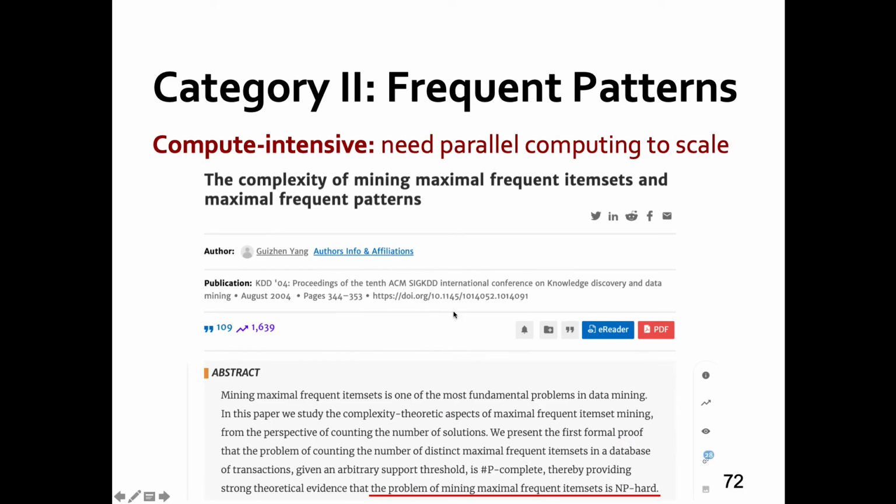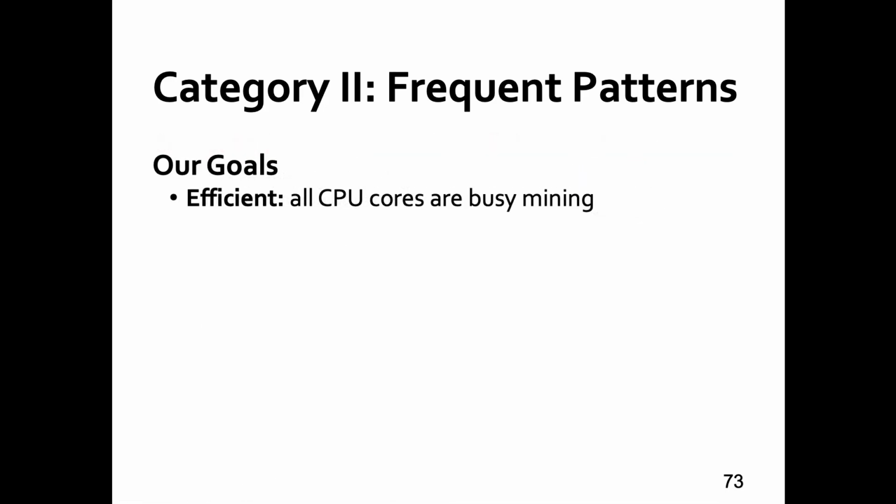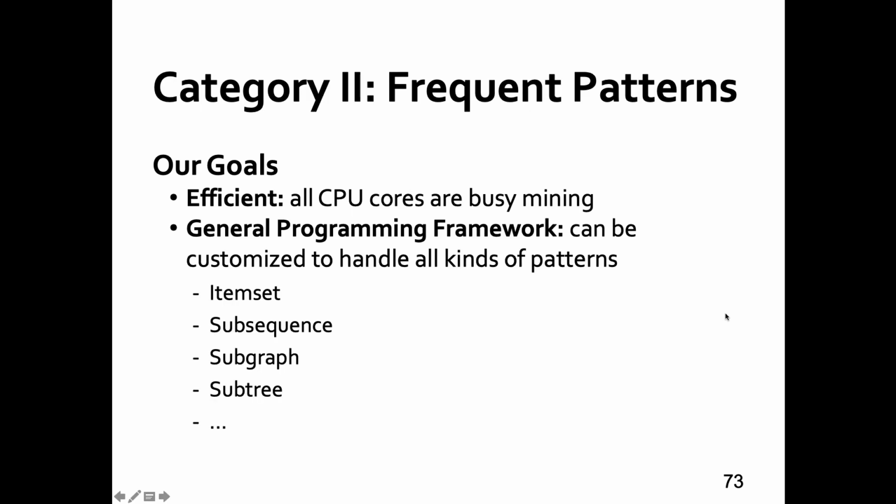In fact, frequent pattern mining is NP-hard, and it is important to utilize all the CPU cores in a multi-core machine for effective pattern mining. Therefore, we aim to design a parallel framework that is able to keep all CPU cores busy in mining frequent patterns. Another important goal is to make our framework's programming interface general enough for mining all kinds of patterns.